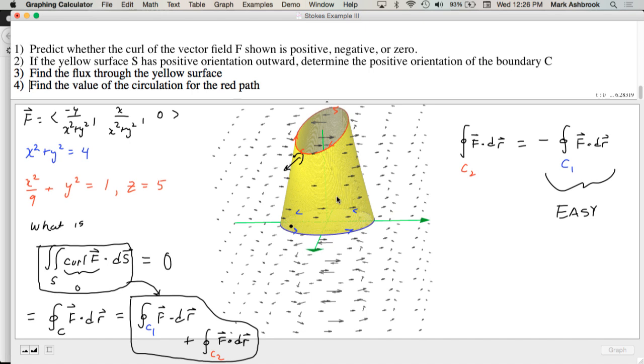Right? This yellow surface is perfectly fine because it avoids that singularity. Does that make sense? All the points on that yellow surface are defined. Do we know if the vector field is conservative or not?